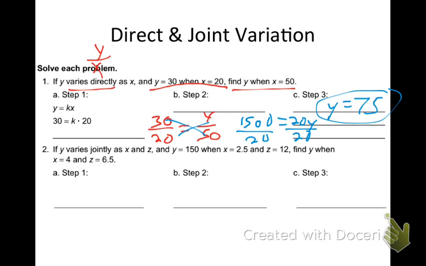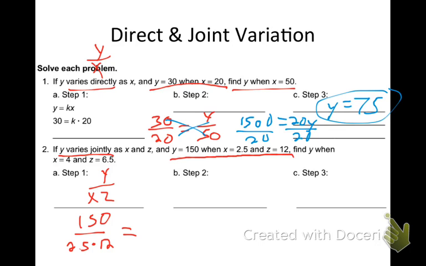Next one says y varies jointly. Jointly now means y over xz. So y equals 150 when x equals 2.5 and z equals 12, so I would say 150 over 2.5 times 12. Find y when x equals 4 and z equals 6.5: y over 4 times 6.5. And then I'd solve the fraction from there.